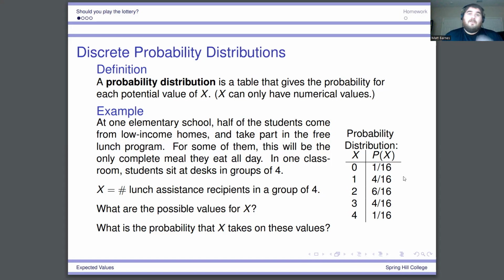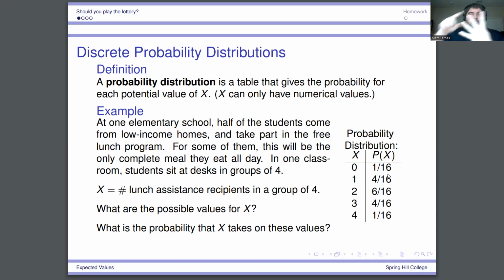Now for 1 student being on it, we could make a similar argument and say, well, the first student has a 1/2 chance of being on it, and then the second student has a 1/2 chance of not being on it. But we have to be a little careful here because it doesn't say which student is on the free lunch program. So really what we're looking at here is, out of the 16 possible scenarios, how many of them have exactly 1 student on our free lunch program?